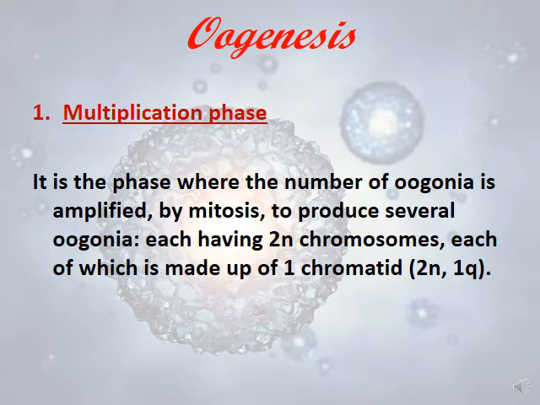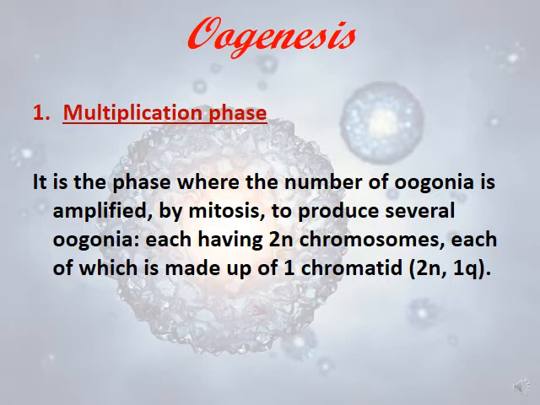Let's start with the phases, or the stages, of oogenesis. The first phase is called the multiplication phase. What happens during this phase? During the multiplication phase, the number of oogonia is amplified, highly increased in number by the process of mitosis to produce several oogonia. Each of these oogonia will have 2N chromosomes, each made up of 1 chromatid, so 2N, 1Q.